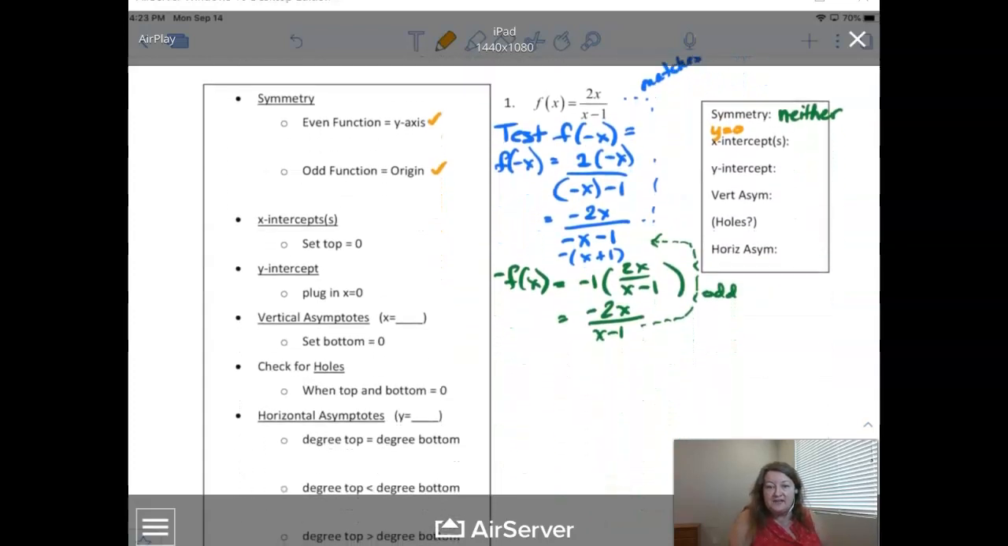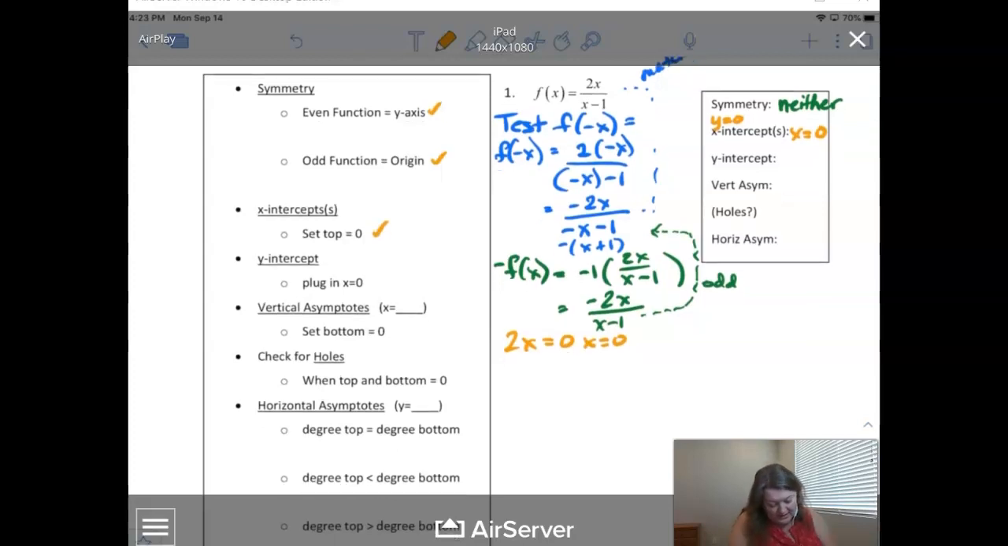To find an x-intercept, we just have to set the top to 0, right? So if I'm going to check for x-intercepts, I'm going to set the top equal to 0, so 2x equals 0, so x equals 0. So we do have an x-intercept at x equals 0. Okay, so we did that one.